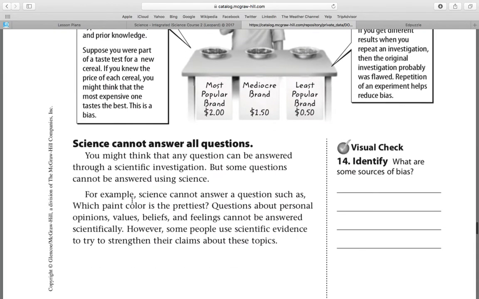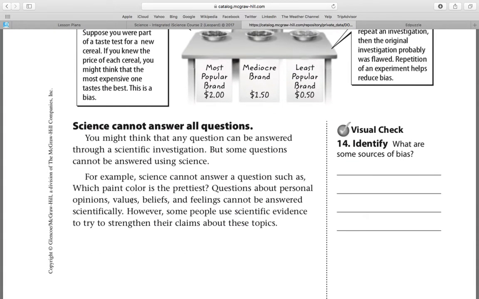All right, question number 14. What are some sources of bias? The funding of a source. So if you had a group of people that wanted to fund your particular investigation and they really wanted a certain outcome, that would be a source of bias because they are wanting a particular outcome in your investigation.